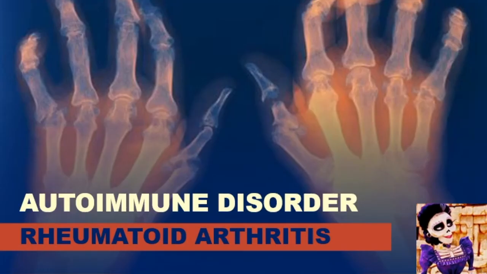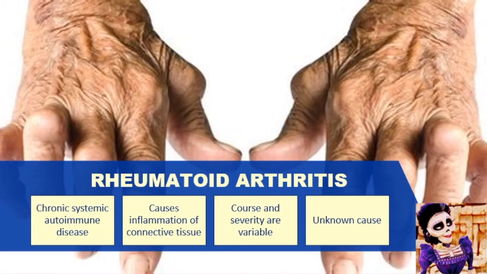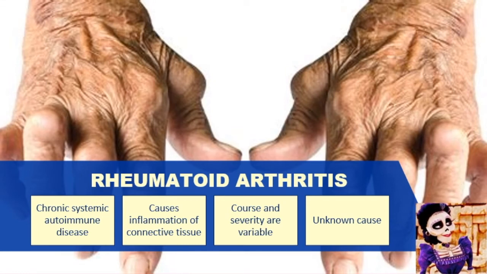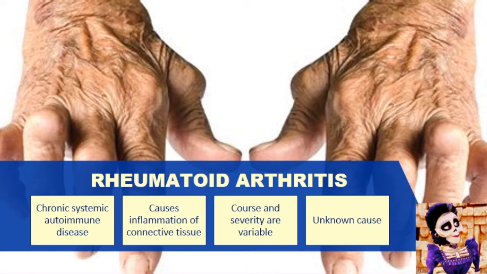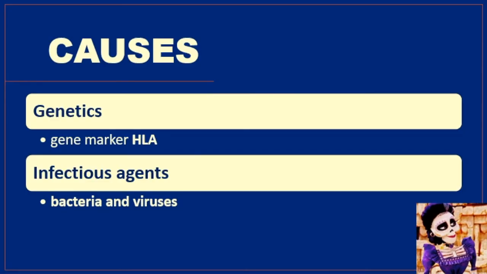Now, let's talk about rheumatoid arthritis. When I say rheumatoid arthritis, class, the keyword there is that it's autoimmune. It is a chronic systemic autoimmune disease. It would cause inflammation of your connective tissue. The course and severity are variable, meaning it would vary from one individual to another, and some references would still say that this is idiopathic. We only know of the risk factors. So we have the following risk factors.